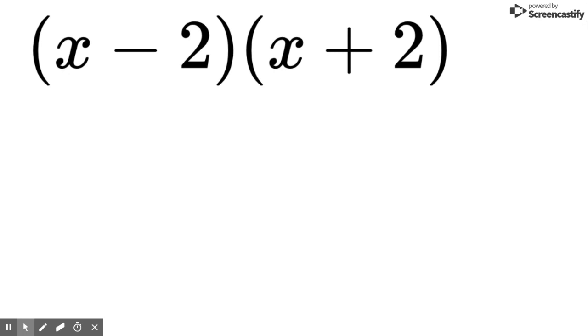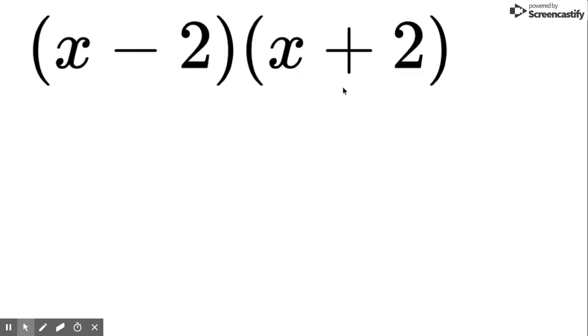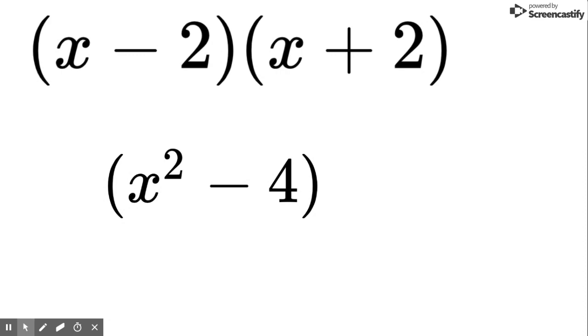For this one, I'm working backwards. So when I look at this, I have x minus something and x plus something. I'm going to go back to my table and try to match that up. That matches up to this top one. So x minus something, which was 2, and x plus 2. So the a's were the x's, the b's were the 2. So in my little formula here, instead of an a, I have an x there. Instead of a b, I have a 2. So it becomes x squared minus 4.